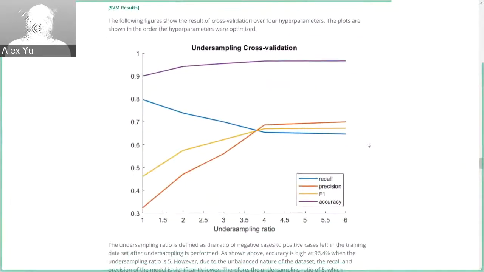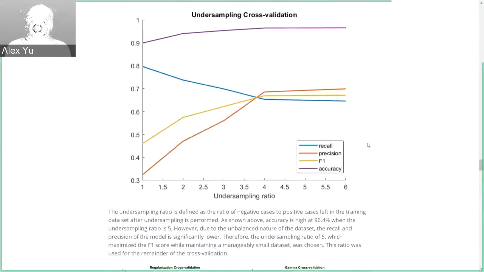Next. The first figure here shows the performance of the SVM as a function of the undersampling parameter. At an undersampling ratio of 4, that is 4 negative cases for each positive case, the performance of the SVM converges to a moderate F1 score of about 67% and an accuracy score of 95%.